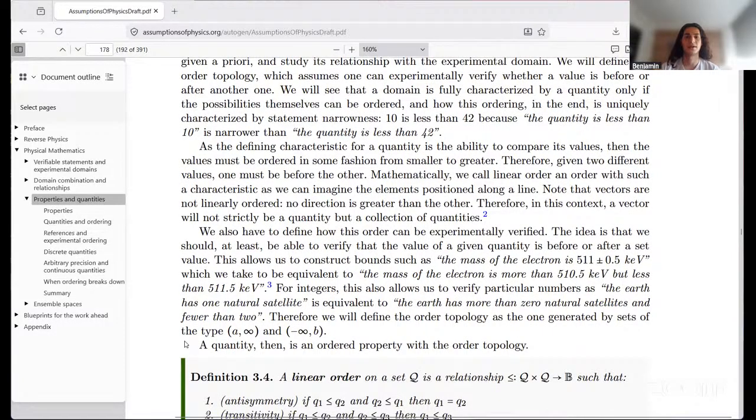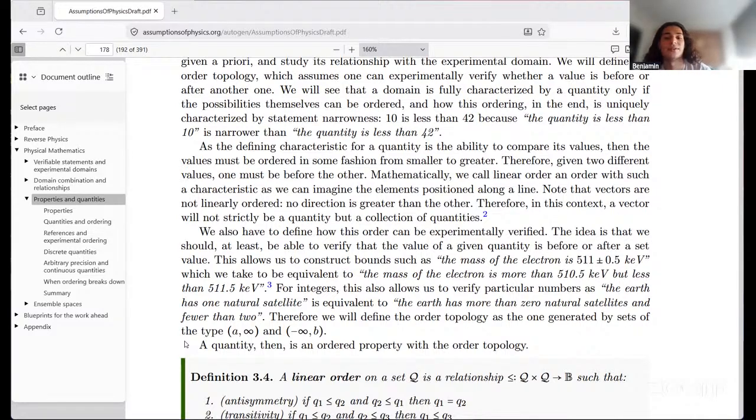As the defining characteristic for a quantity is the ability to compare its values, the values must be ordered in some fashion from smaller to greater. Therefore, given two different values, one must be before the other. Mathematically, we call linear order an order with such a characteristic, as we can imagine the elements positioned along a line. Note that vectors are not linearly ordered.